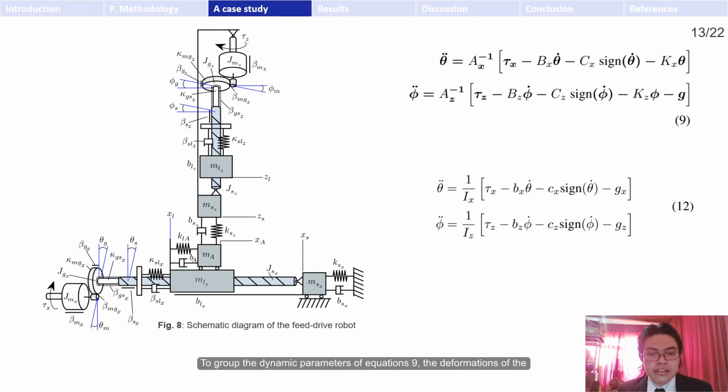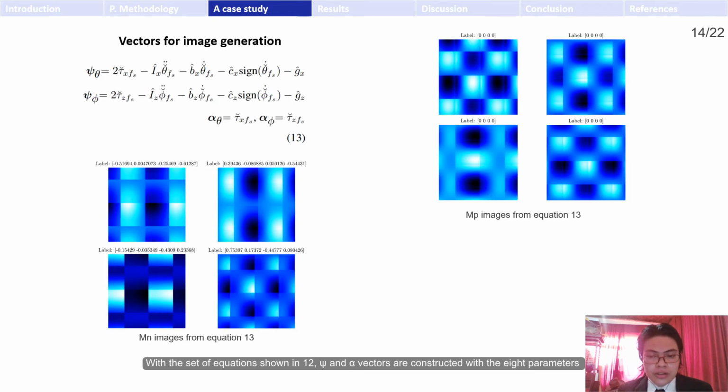To group the dynamic parameters of equation 9, the deformation of the mechanical connection is considered less than the encoder resolution. With the set of equations shown in 12, the C and alpha vectors are constructed with the 8 parameters, as equation 13 shows. For this specific case study, the alpha vector is set as the torque. The main idea of the image construction for the Fit-Right robot is that when the identified parameters match the torque signals, the M image contains an approximation of the square value of the torque.